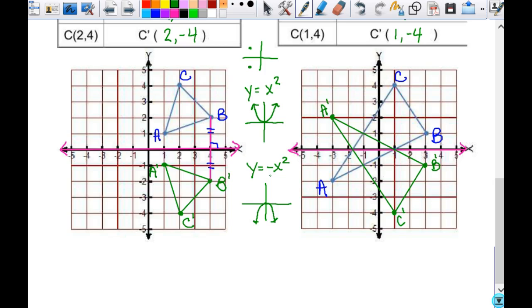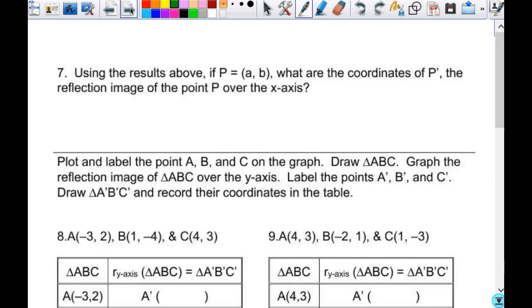So the rules that we're getting from the polygons are important to understand to be able to apply to things moving forward. Okay? So let's take that and fill in this next part here. It says, using the results above, which is really on the last page, if P is at (a, b), what are the coordinates of P if it's the reflection image over the x-axis? So (a, b) would become what?